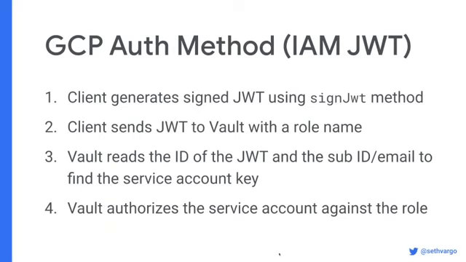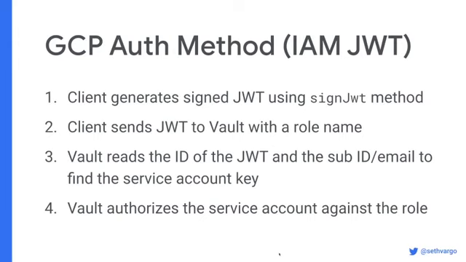A client generates a signed JWT token using the signJwt method. So they would use their service account credential or an application credential and send that to the API and get a JWT token back. That client or the user or the machine would then send that JWT token to Vault with the corresponding role name. Vault then reads the ID of that JWT token and the sub ID and the metadata to find the associated service account, validates that service account is permitted, and assuming all of that is successful, Vault will authorize the service account against the role. You'll get back a Vault token, and you'll be able to interact with Vault given the policies that were assigned to the service account.